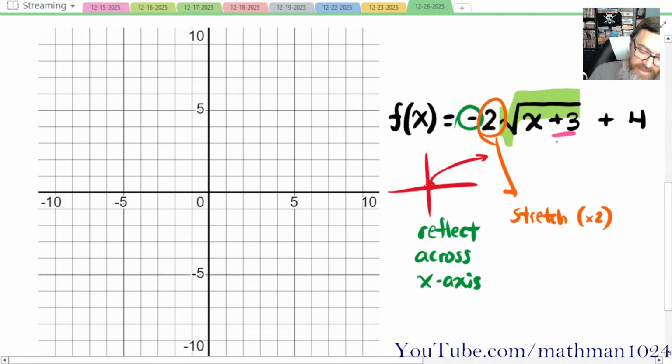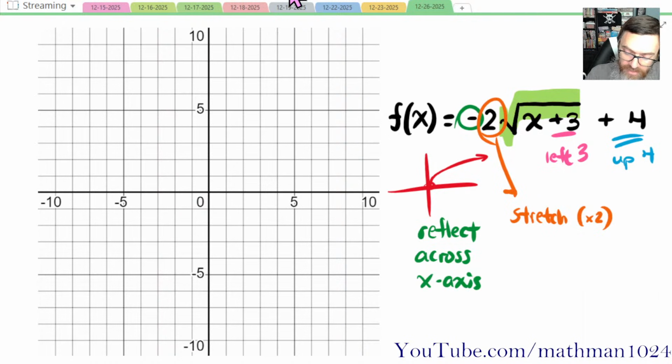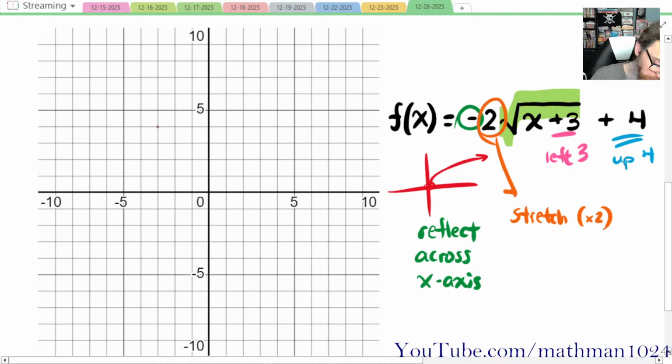The plus 3 on the inside, we do the opposite of what we see, so we'll go to the left 3. And the plus 4 that's on the outside, we're going to do exactly what we see and go up 4 units. So let's get the first point in place. So left 3 and up 4 from our origin. So left 3 and up 4 is going to be right here. So I've done that, and I've done that.